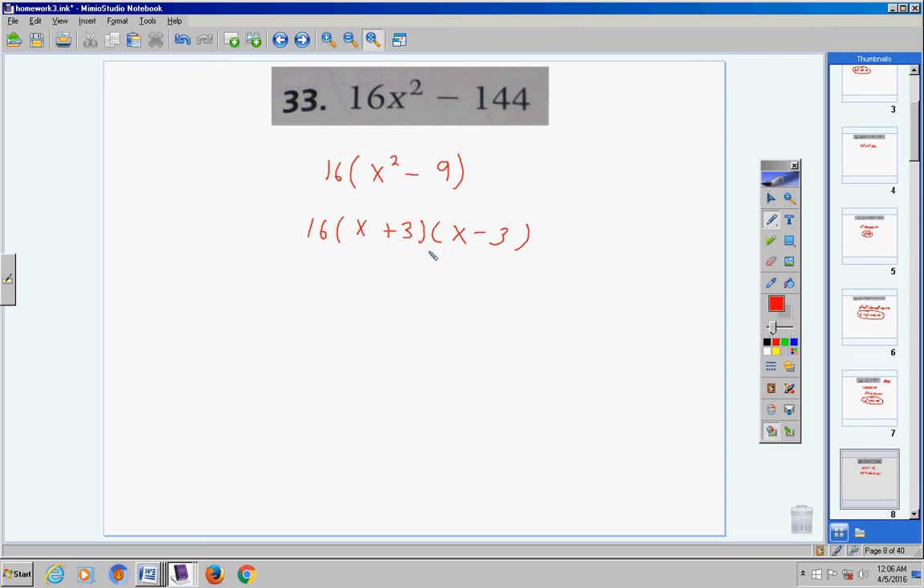And there, we're finished now. We know we're done because these two parentheses cannot be factored any further. We do not have perfect squares here, and we do not have perfect squares or perfect cubes actually in either one of these two parentheses. So this is the correct answer. Alright, let me check the back of the book real quick. And that is correct. Moving on to number 34.